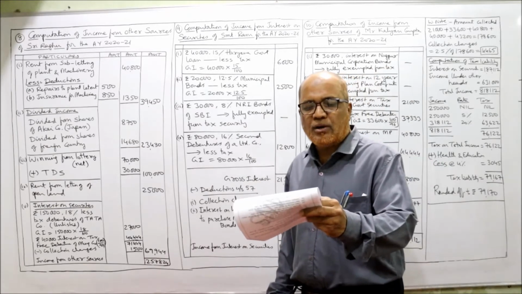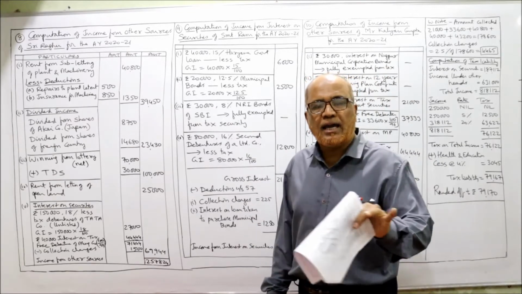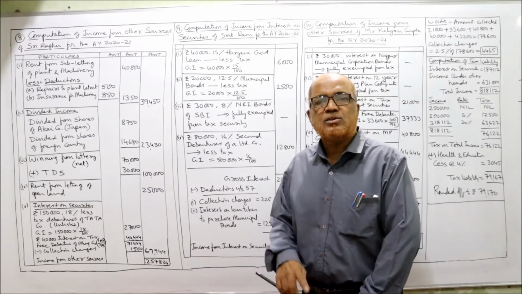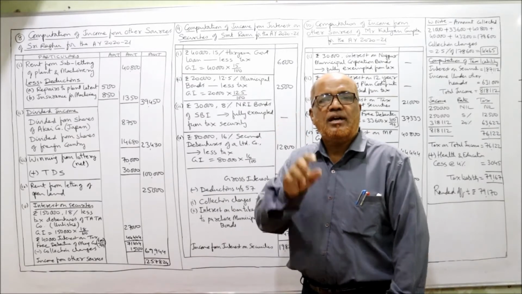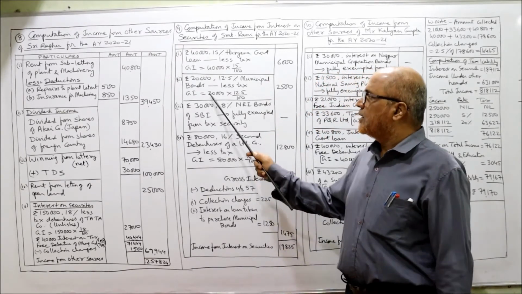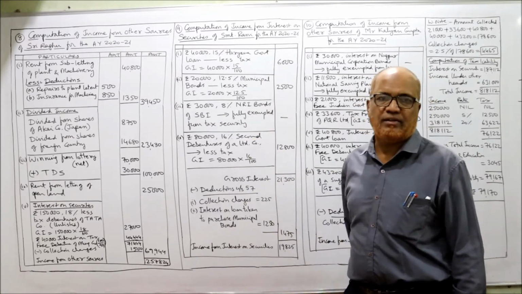Secondly, 20,000, 12.5% municipal bonds. Again it is less tax, since nothing is given. When less tax, only one step. GI is equal to face value into rate by 100. So 20,000 into 12.5 by 100, 2,500.